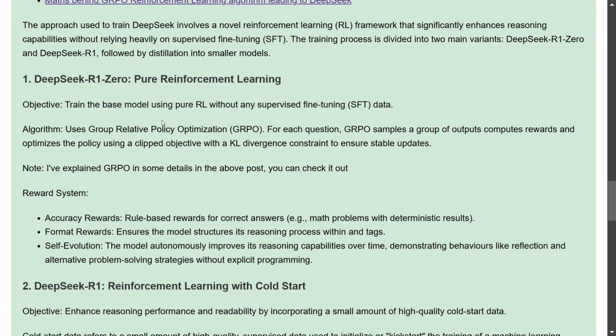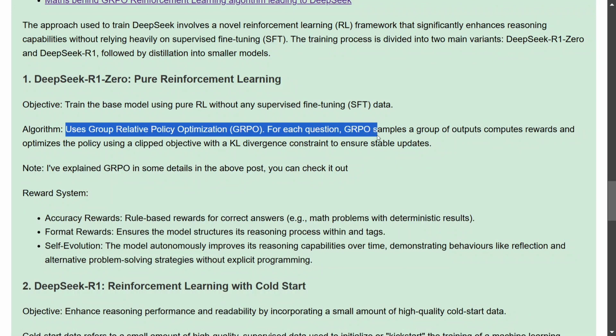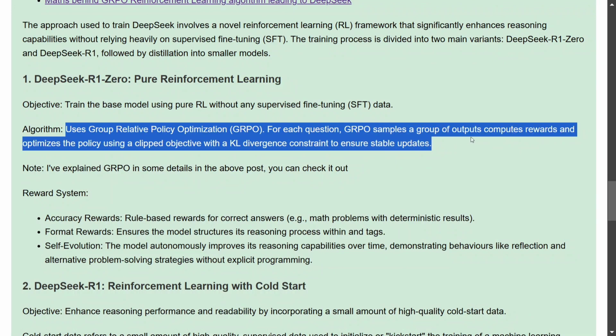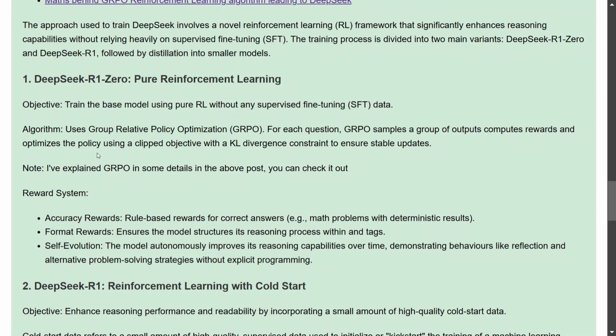So basically the team chose two approaches. The first one, DeepSeek R1 Zero, was pure reinforcement learning. Train the base model, that is DeepSeek V3, using pure RL without any SFT data. It uses the GRPO algorithm. For each question, GRPO samples a group of outputs, computes rewards, and optimizes the policy using a clipped objective with a KL divergence constraint. I think once you look into the video, you would be able to get everything. But just remember that you're grouping the multiple outputs, then computing the rewards and updating the policy.